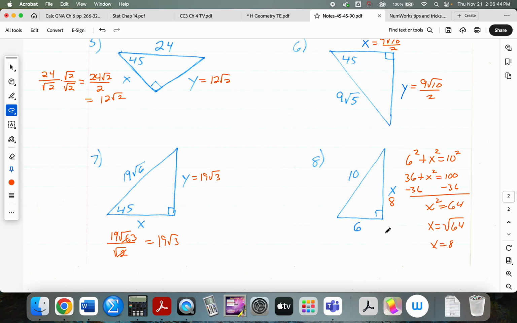This is a 3, 4, 5 triangle. It's a Pythagorean triple. This is 2 times 3. This is 2 times 4. So it's going to be 2 times 5. So this is going to be 2 times something. This is a 3, 4, 5 that's been doubled. So it's 6, 8, 10. So this side has to be 8. If you know the Pythagorean triple, you don't have to show this work. Otherwise, got to show it.